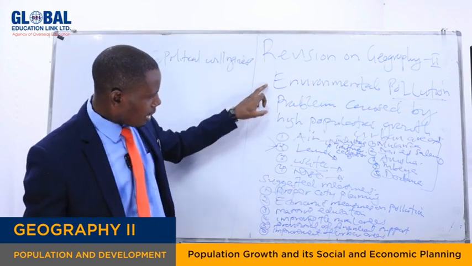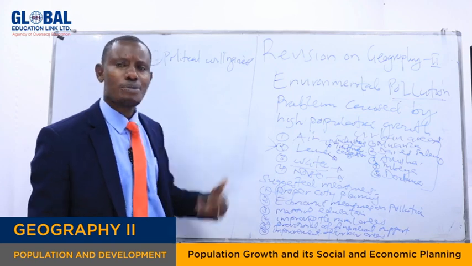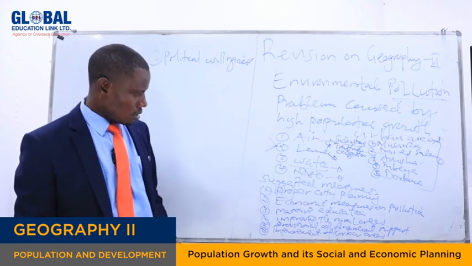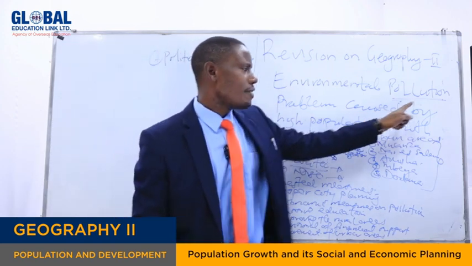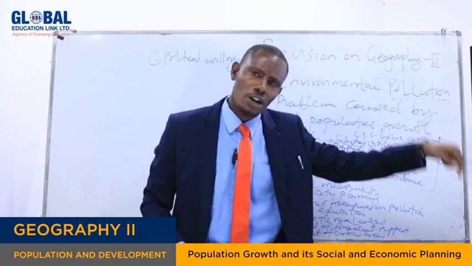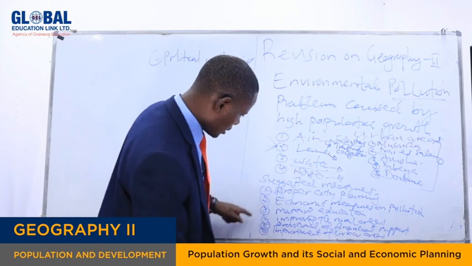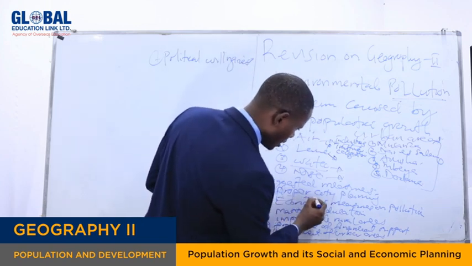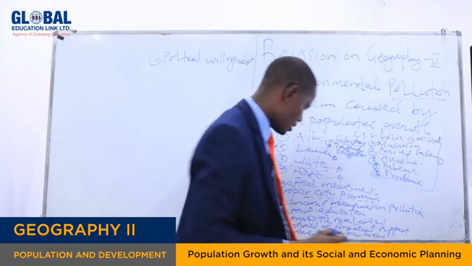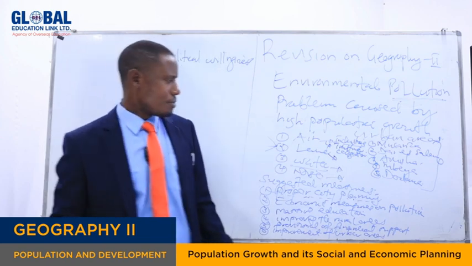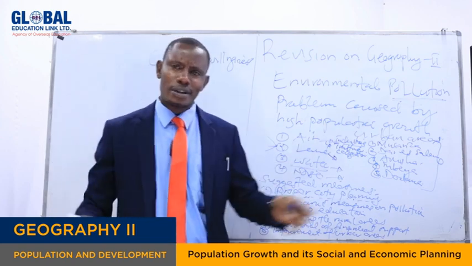But then we have those problems. Then what should be done? What should be done so that we can minimize the effect of pollution along the urban area, which is caused by the high population? We can come up with some measures. Maybe the first measure is proper city planning. There should be proper city planning so that we can be able to solve the issue of waste management.